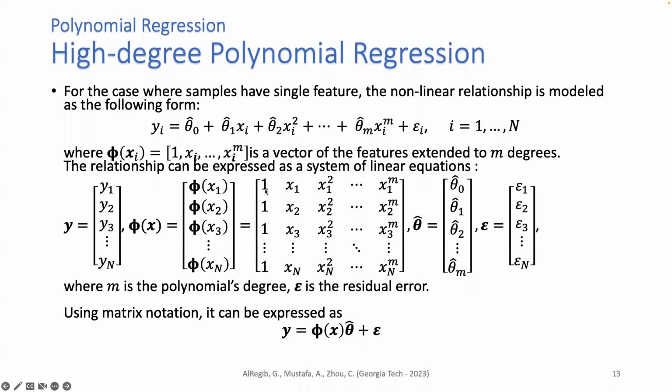Now, what is the model? We have one, as we did before. And then the next one is our theta1 multiplied by x1. Remember, theta1. And then theta2.